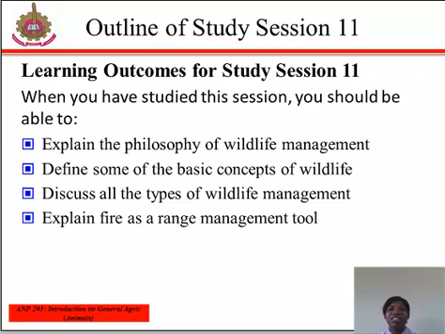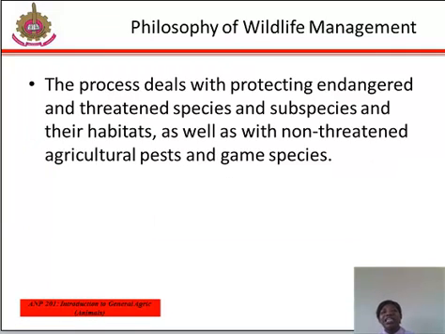At the end of this study section, you should be able to explain the philosophy of wildlife management. Secondly, define some of the basic concepts of wildlife. Thirdly, discuss all the types of wildlife management. And fourthly, explain fire as a range management tool. Let's discuss these learning outcomes one after the other.